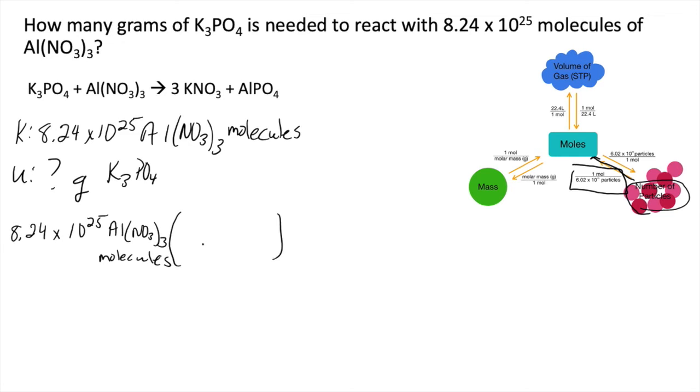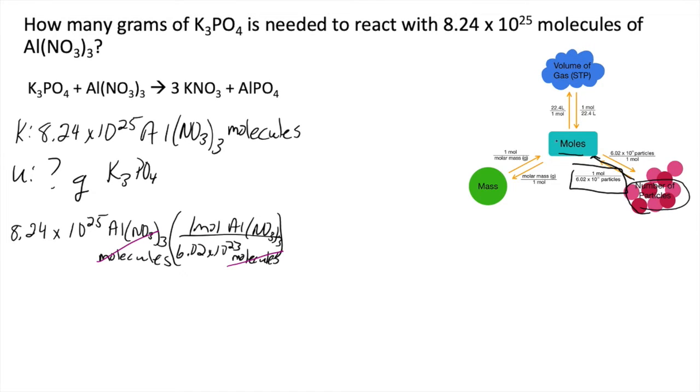To set this up, I will have 1 mole at the top, and that's 1 mole of aluminum nitrate, which would contain 6.02 times 10 to the 23rd molecules. Now I'm using molecules instead of particles only to match up my units, but it means the same thing. And this is going to allow me to cancel out molecules of aluminum nitrate and leave moles of aluminum nitrate. And now that I'm in moles, I will use the mole ratio to convert from substance A, which is aluminum nitrate, to substance B, potassium phosphate.